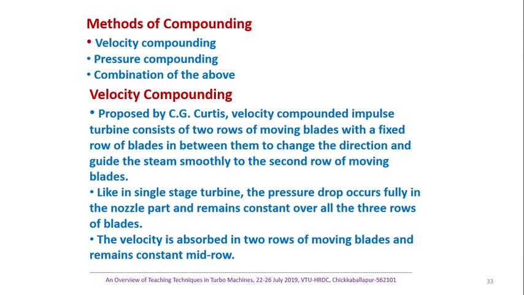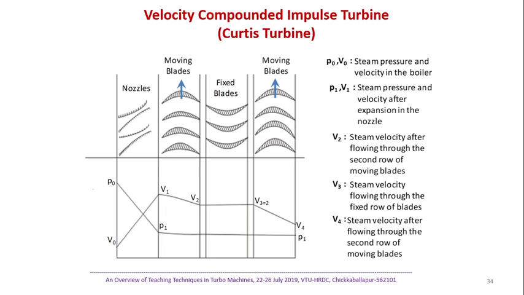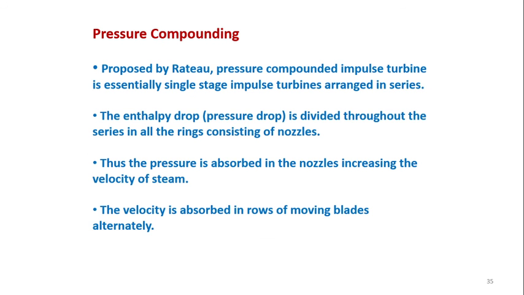Compounding of steam turbines, methods of compounding: velocity compounding. So this is the velocity compounding here. Instead of wasting the outlet velocity, I am spending it for usage. So one turbine and the other turbine. Here I can use this velocity to a maximum extent. So this is called velocity compounding.